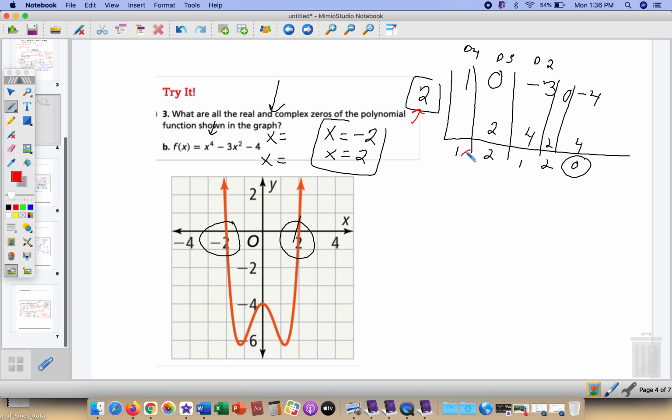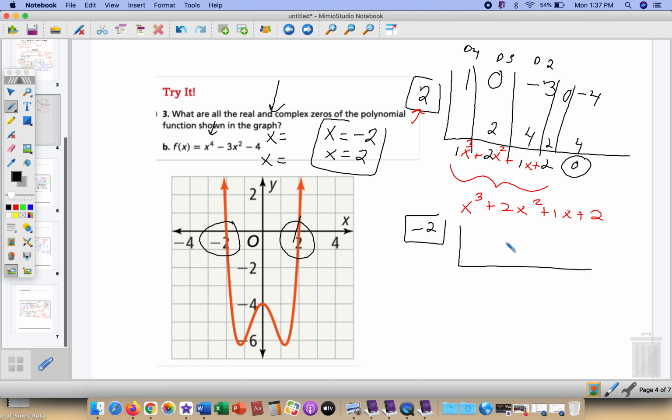Watch, it was degree 4, so we have 1x cubed, 2x squared, 1x, and 2. So now this is what we're working with: x cubed plus 2x squared plus 1x plus 2. But now we can drop a degree by putting the -2 on the outside. We can do it two ways. We can do -2 on the outside, and I'll do that in a sec, or you can factor from here.